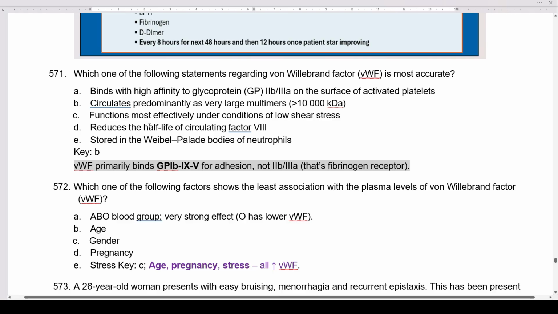Okay, reduce the half life of circulating? It increases the half life of factor 8, and it is stored in Weibel-Palade bodies in the endothelial cells, not the neutrophils. So only option B is correct here.